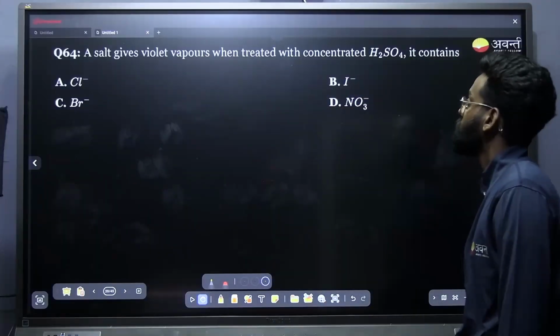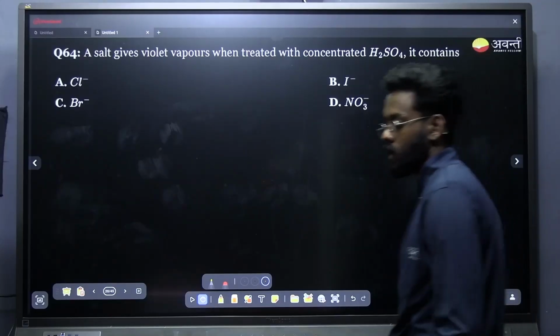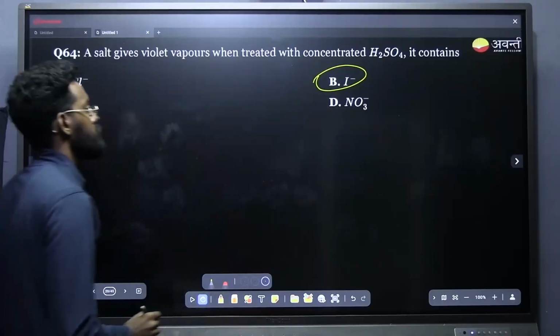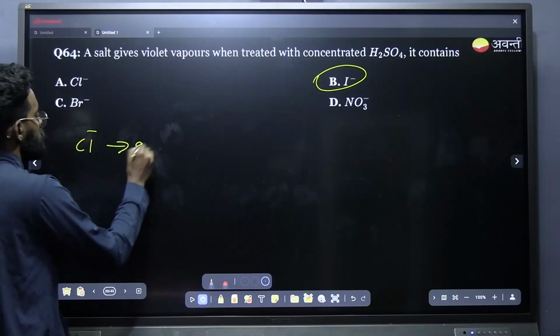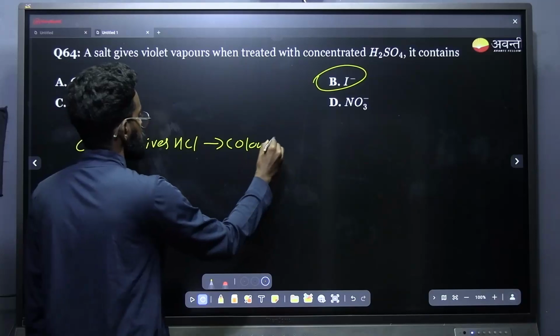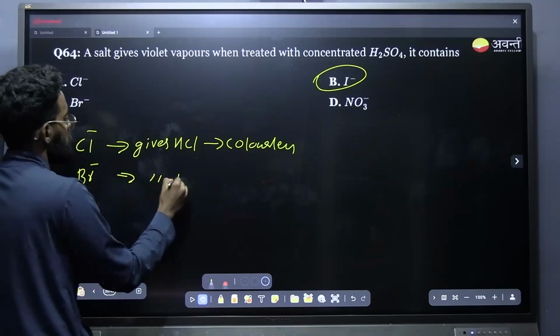A salt gives violet vapors when treated with concentrated H2SO4. It contains what? Yeah, the answer is iodine. I think this question also we discussed somewhere. Just note the color. If it is Cl minus, it gives HCl, and the color is colorless. If it is Br minus, it gives bromine gas.